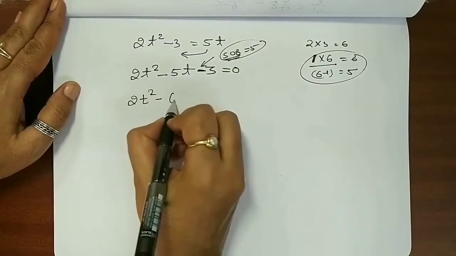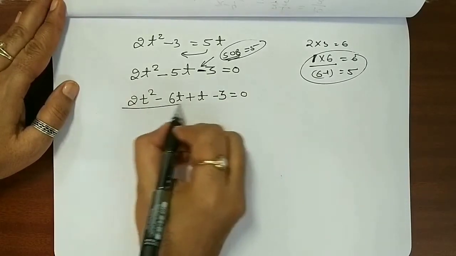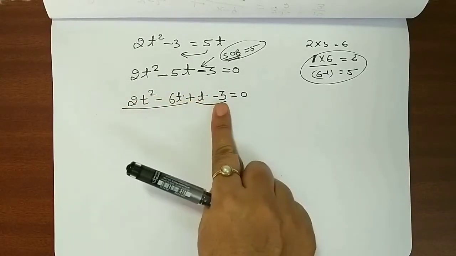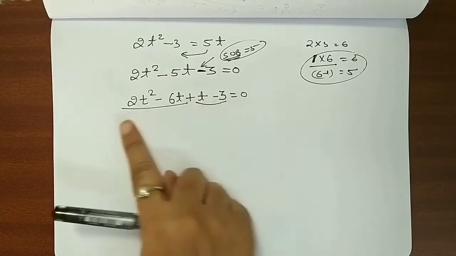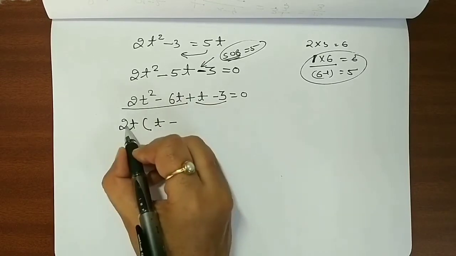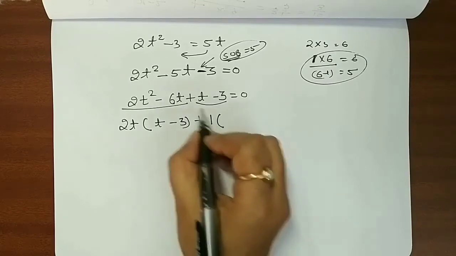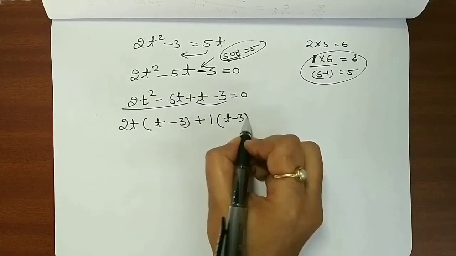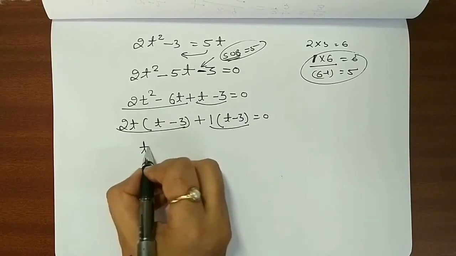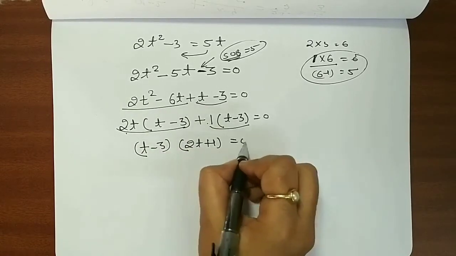So 2t square minus 6t plus t minus 3 equals 0. Now I am making pairs. 2 pair here, 1 pair here. So what do you think is common? Here 2t is common. So I am getting t minus 3. Now plus I am taking 1 common here, so I am getting t minus 3 equal to 0. Now out of these two, what is common? t minus 3, and I got 2t plus 1.